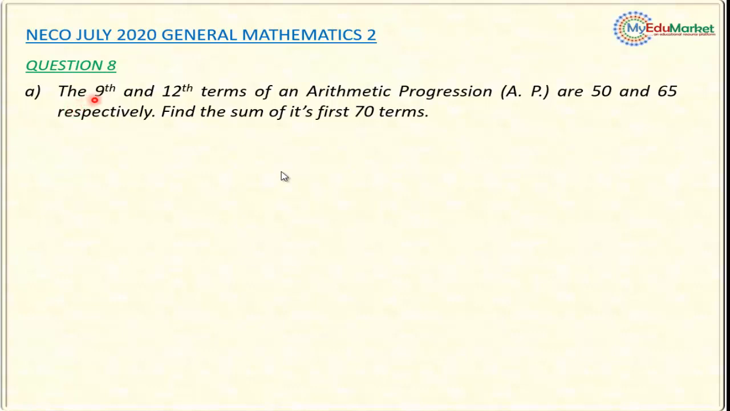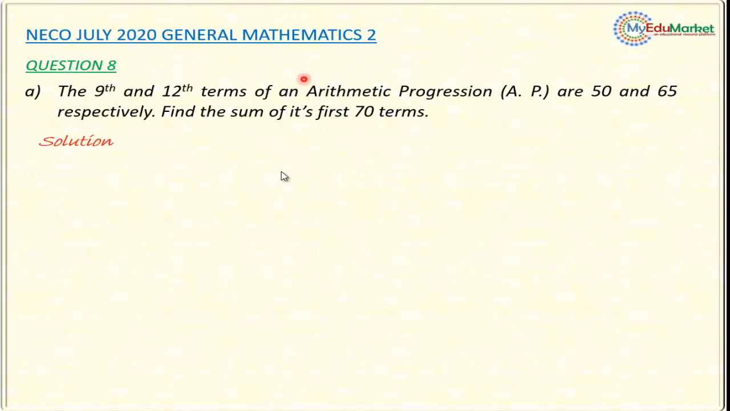The question says the 9th and the 12th terms of an arithmetic progression (AP) are 50 and 65 respectively. The question asks us to find the sum of its first 70 terms. So let me attempt to answer this. Term number 9 is given as 50 and term number 12 is given as 65, and we are interested in finding the sum of the first 70 terms.